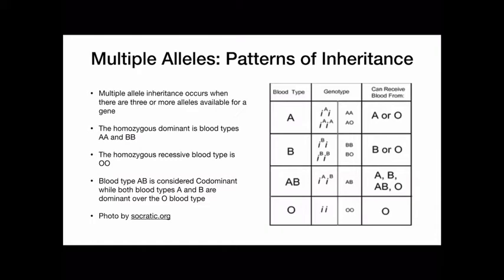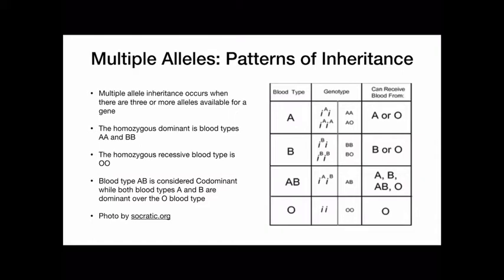The homozygous dominant would be AA or BB. This is the first and second column or rows of the chart. It says A and B, and when it's put together, AA or BB, it is homozygous dominant. The homozygous recessive blood type is OO.